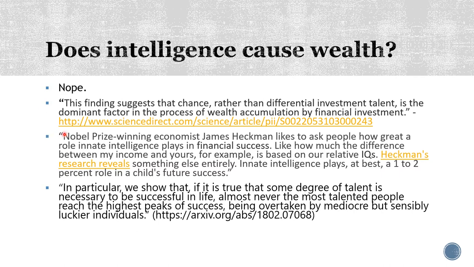Another bit of evidence here, another quote. Nobel Prize-winning economist James Heckman likes to ask people how great a role innate intelligence plays in financial success, like how much the difference between my income and yours, for example, is based on our relative IQs. His research reveals something else entirely, and he estimates that innate intelligence plays at best a 1 to 2% role in a child's future financial success, in this case.